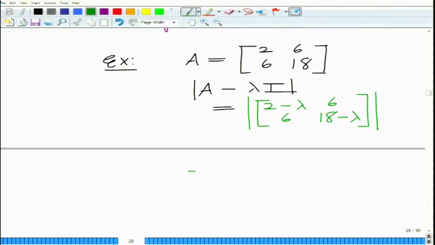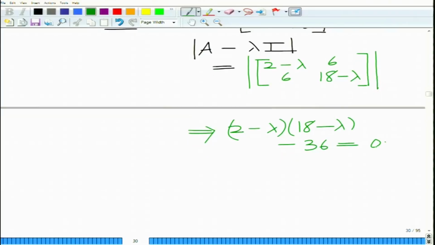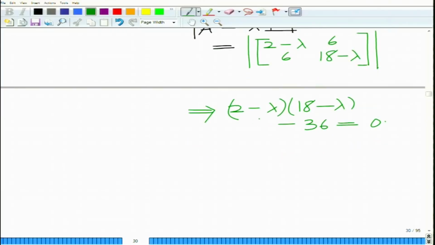This determinant can be simplified as 2 minus lambda times 18 minus lambda minus 36 equal to 0, and this is the characteristic equation. Remember the characteristic polynomial and the characteristic equation for the matrix.